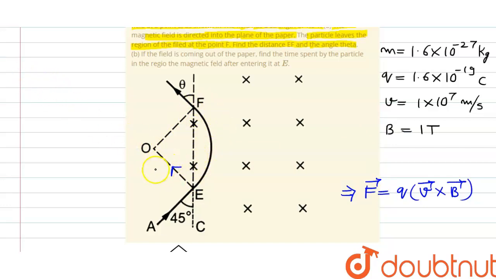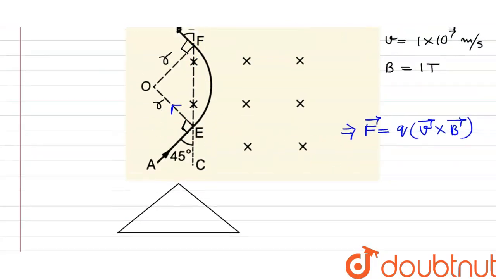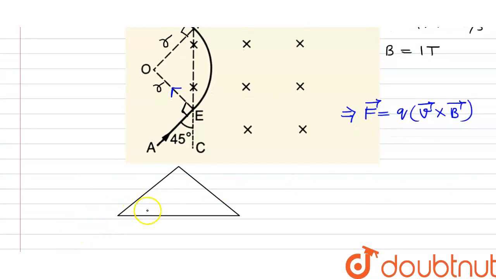So this OE will be the radius and OF will also be the radius, and this OE will be perpendicular to the direction in which the particle is traveling. In the same way we can say that OF will also be perpendicular to the direction in which the particle is traveling. Now we have redrawn this triangle. In this direction the particle is entering into the field and it is going like this, and it is exiting at point F, and this angle is theta.